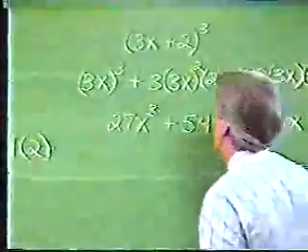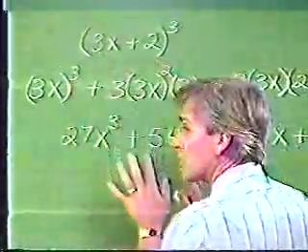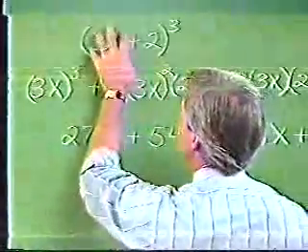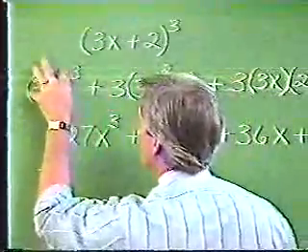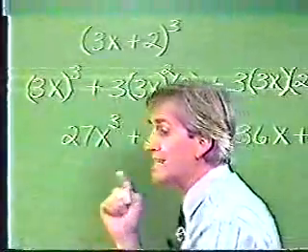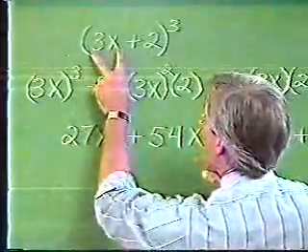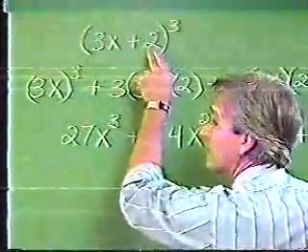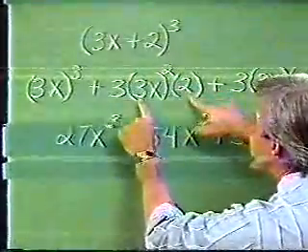Here's what that pattern is all about. It turns out that in cubing the binomial, the first term of the answer will be this first term cubed. So the first term will be 3x quantity cubed. Now the second term will be 3 times the product of this item squared times that item to the first degree. So 3 times 3x squared times 2.